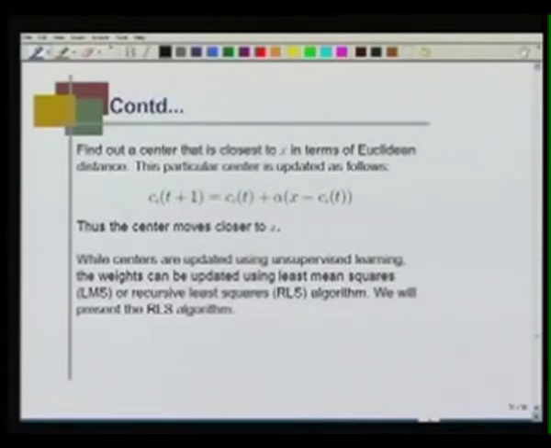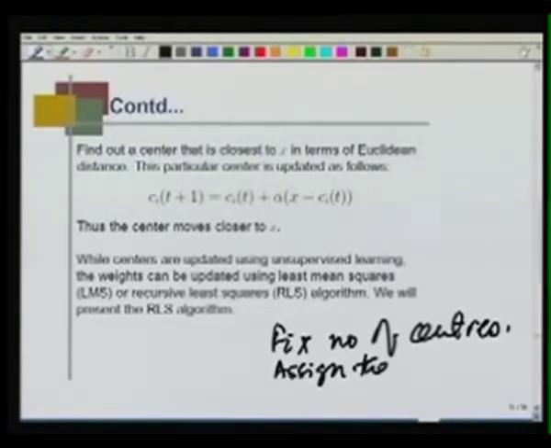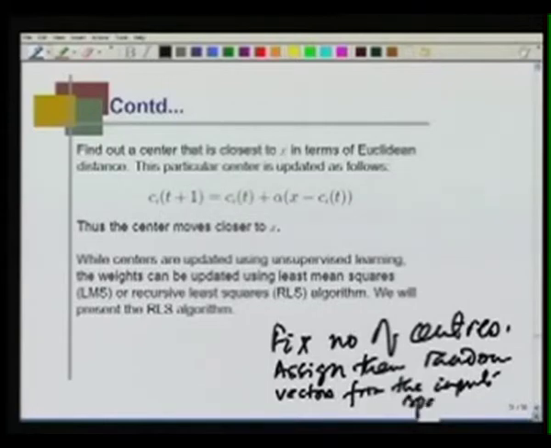But normally the easiest way to do this center learning using classical clustering is that we fix the number of centers, and assign them random vectors from the input space. This is the first step, step 1.